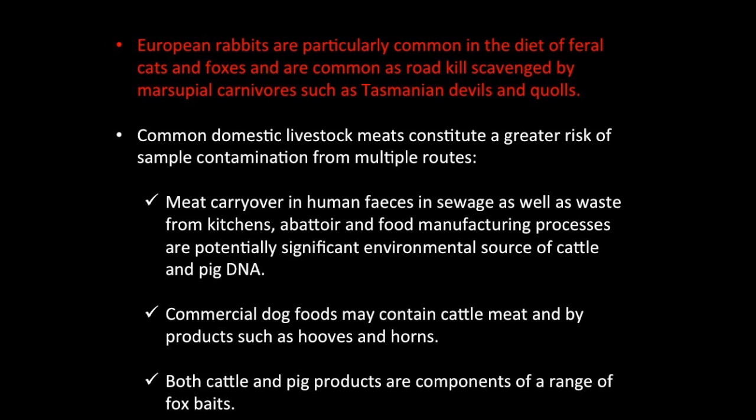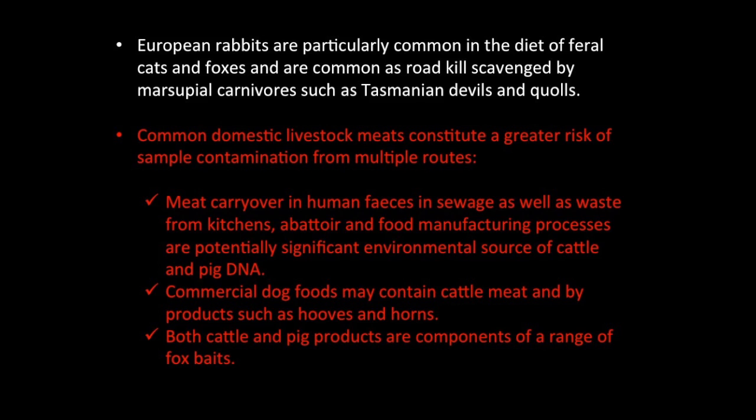European rabbits are particularly common in the diet of feral cats and foxes, and are common as roadkill that is known to be scavenged as food resources by marsupial carnivores such as Tasmanian devils and quolls. Common domestic livestock species appear to constitute an even greater risk of sample contamination from multiple sources. Meat carryover in human feces as sewerage, as well as waste from kitchens, abattoirs and food manufacturing processes, are a potentially significant environmental source of cattle and pig DNA.